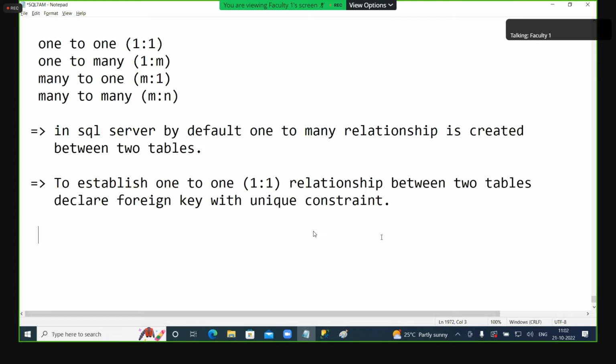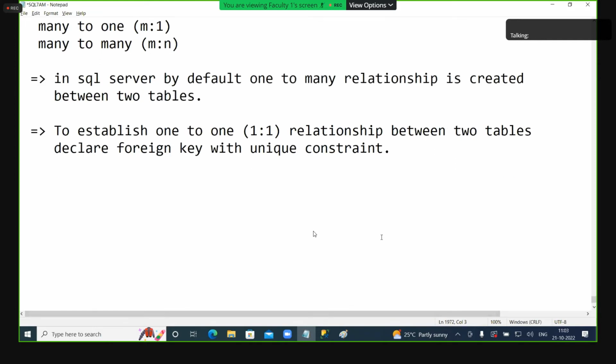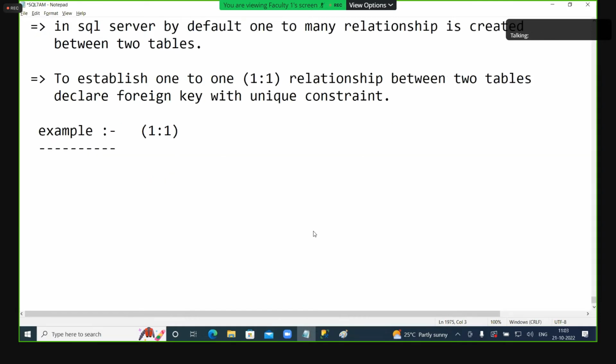Now tell me an example for one-to-one. What is the previous example? Projects and employees, even in real time. What is the relationship? One-to-many. One project, many employees work for one project. So the relationship is one-to-many. What is the example for one-to-one?